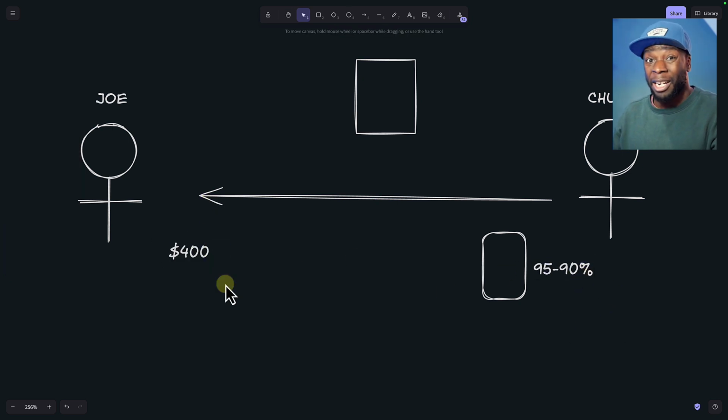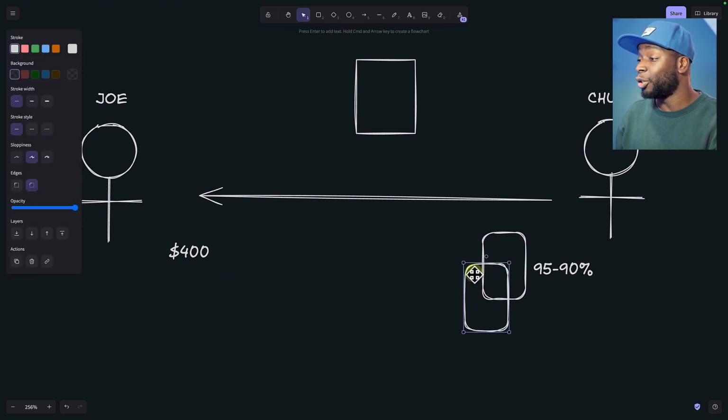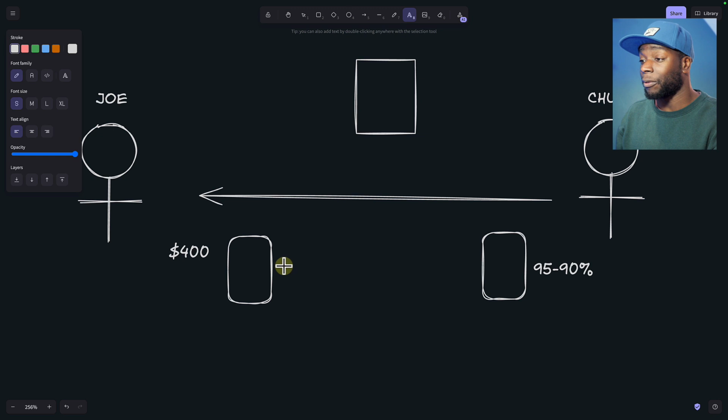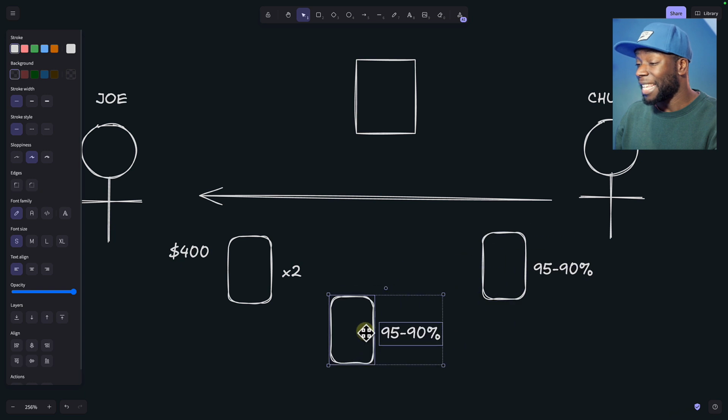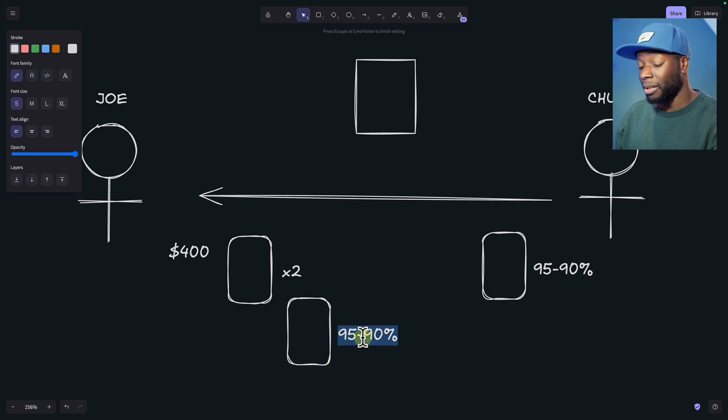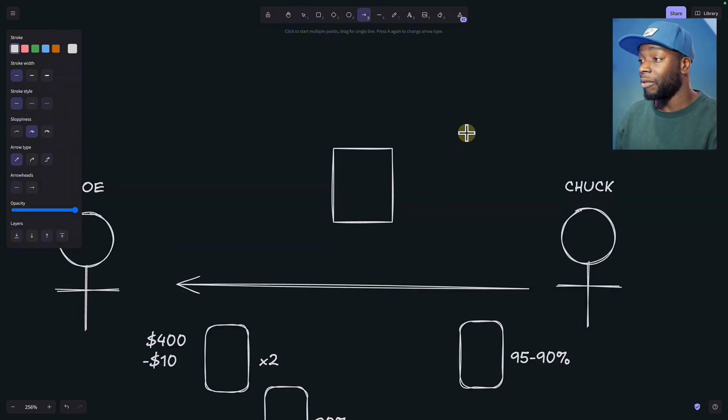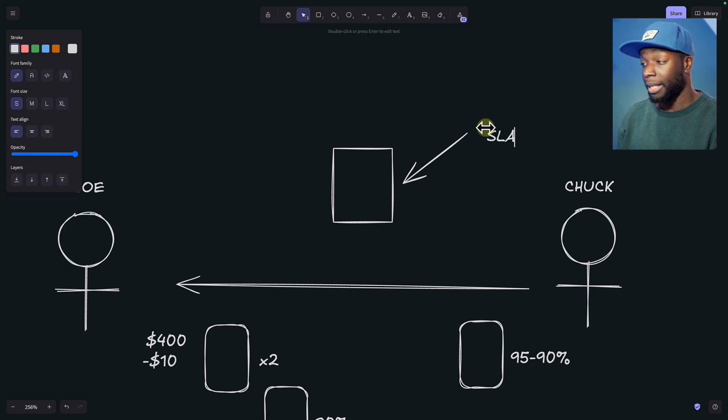That seems reasonable, right? But if Chuck misses one day, then Joe will get two bags of rice the following day. And also, if Chuck provides a bag of rice to Joe that is less than 90% high quality rice, so we'll say about 80%, then Joe will get $10 off his next bill. This is a really simple example of an SLA. Let's take a look at another one.